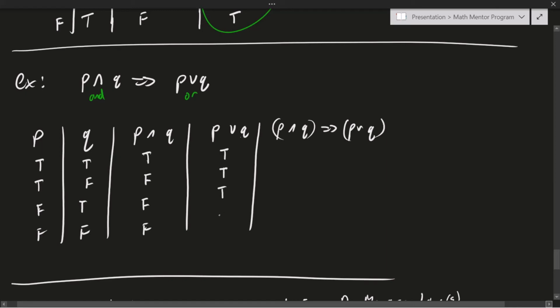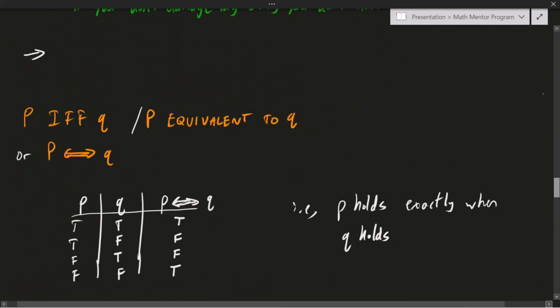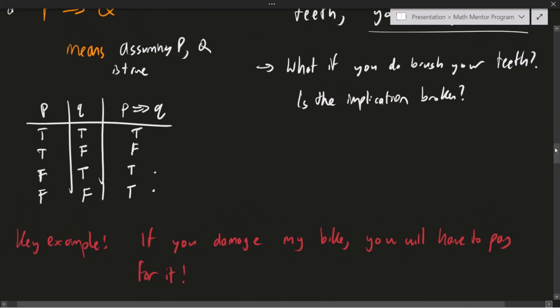Finally, we need to look at the implication. So again, when is the implication true? The implication is true exactly when both the hypothesis and the conclusion are true, or when the hypothesis is false. So if we look back at our example, we'll notice that this is always the case.